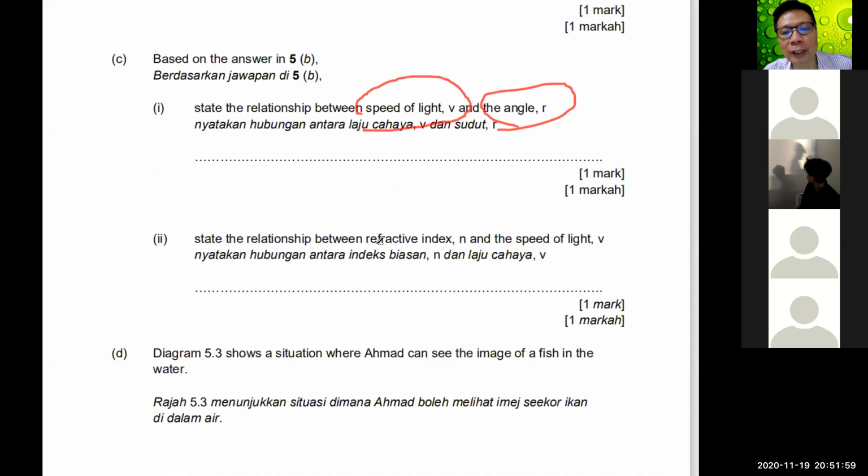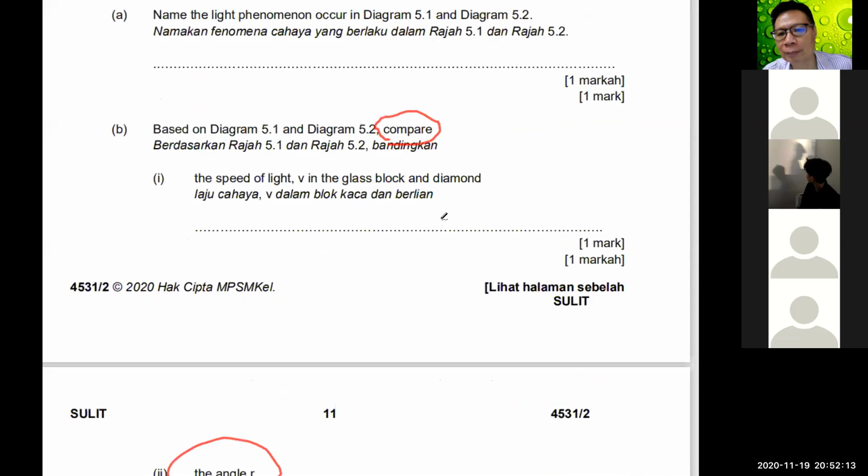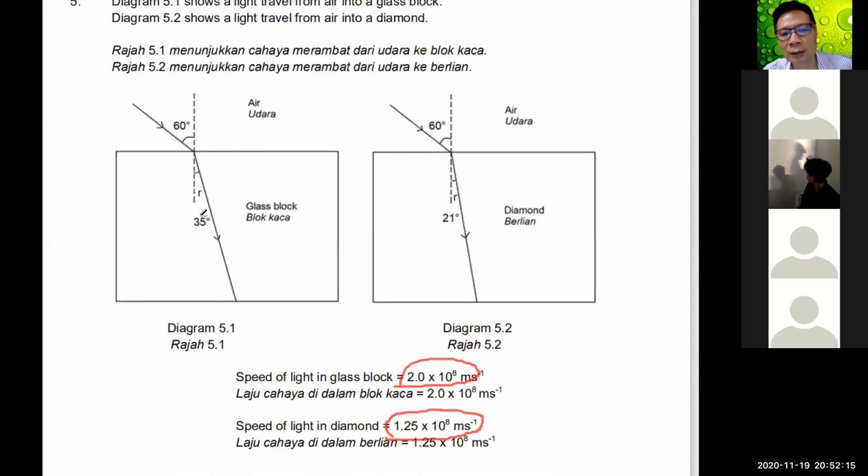State the relationship between the refractive index and the speed. Now you see, what is the relationship between the refractive index and the speed? You see the diagram? Okay, this one, just as we said, the refractive index of diamond is higher, but the diamond moves the light slower. And here, the glass, we say the refractive index is smaller, but the light travels faster. Then what is the relationship like that? What answer?